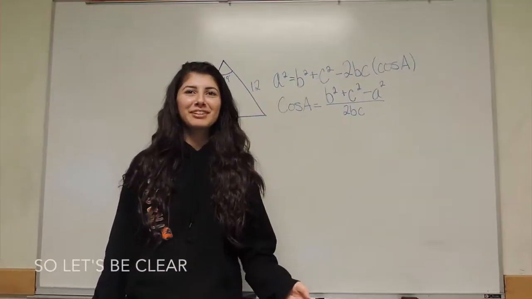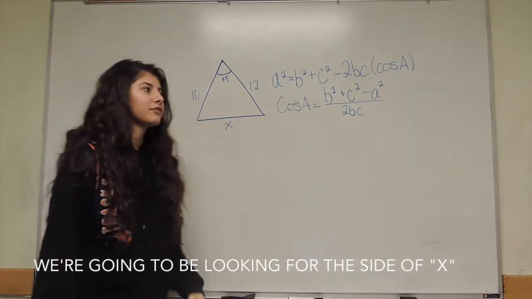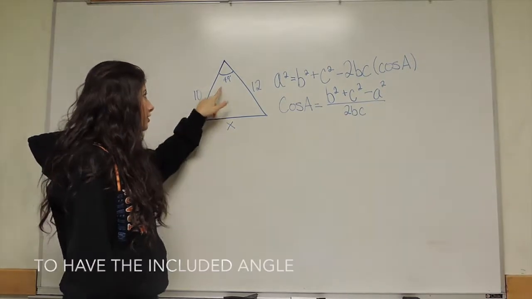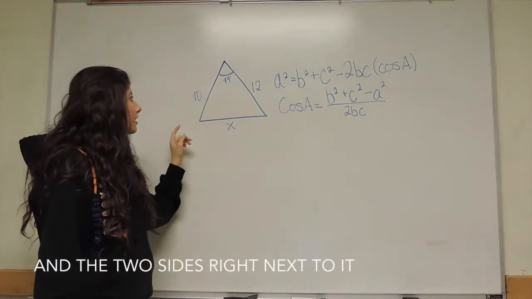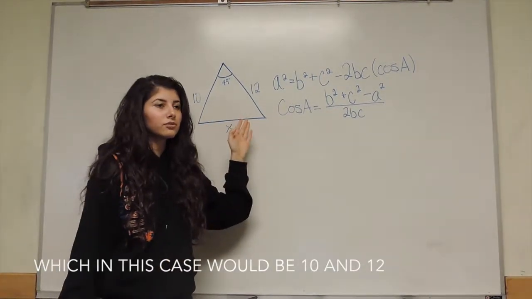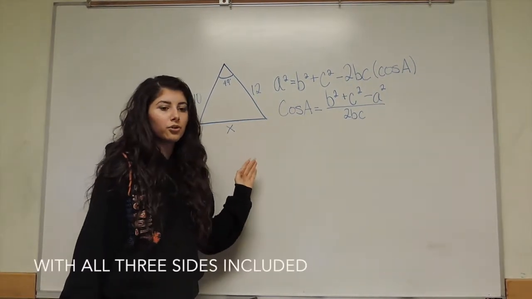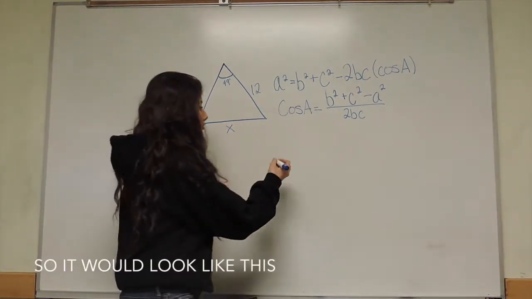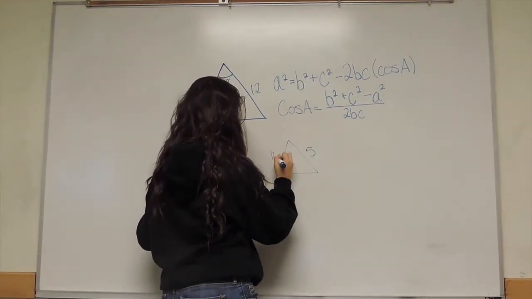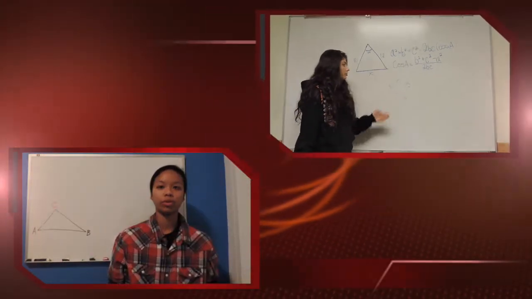Okay, so let's be clear. For this first equation right here, we're going to be looking for the side of x. In order to find x, we're going to need to have the included angle, which is 49 degrees, and the 2 sides right next to it, which in this case would be 10 and 12. For the second equation, you would actually need to have a triangle with all 3 sides included. So it would look like this. You would have to know all 3 sides of the triangle.